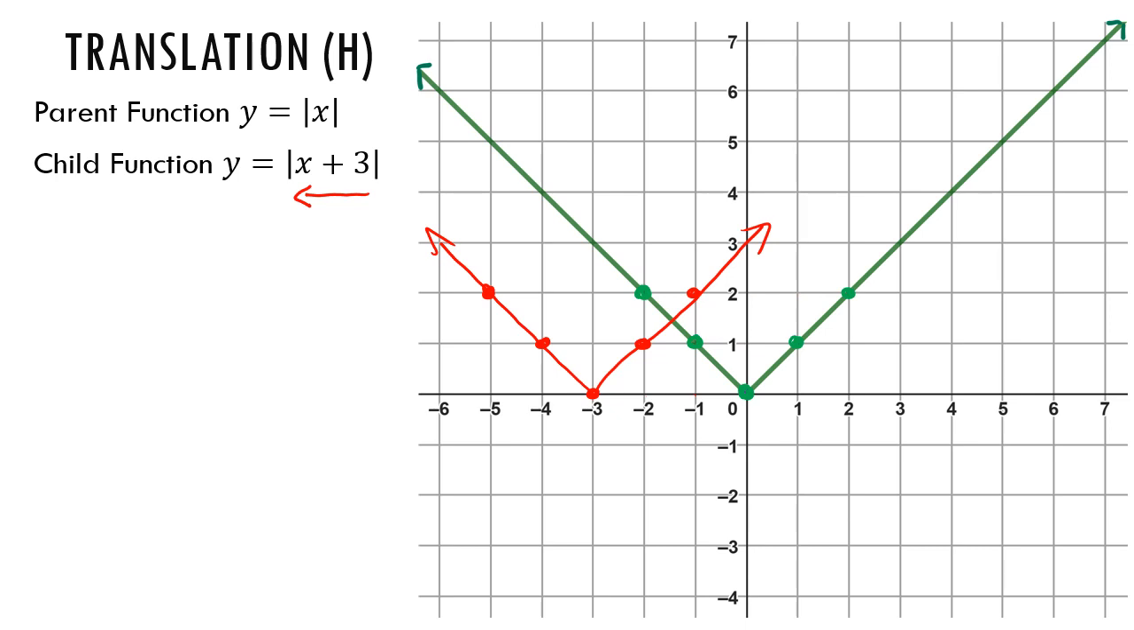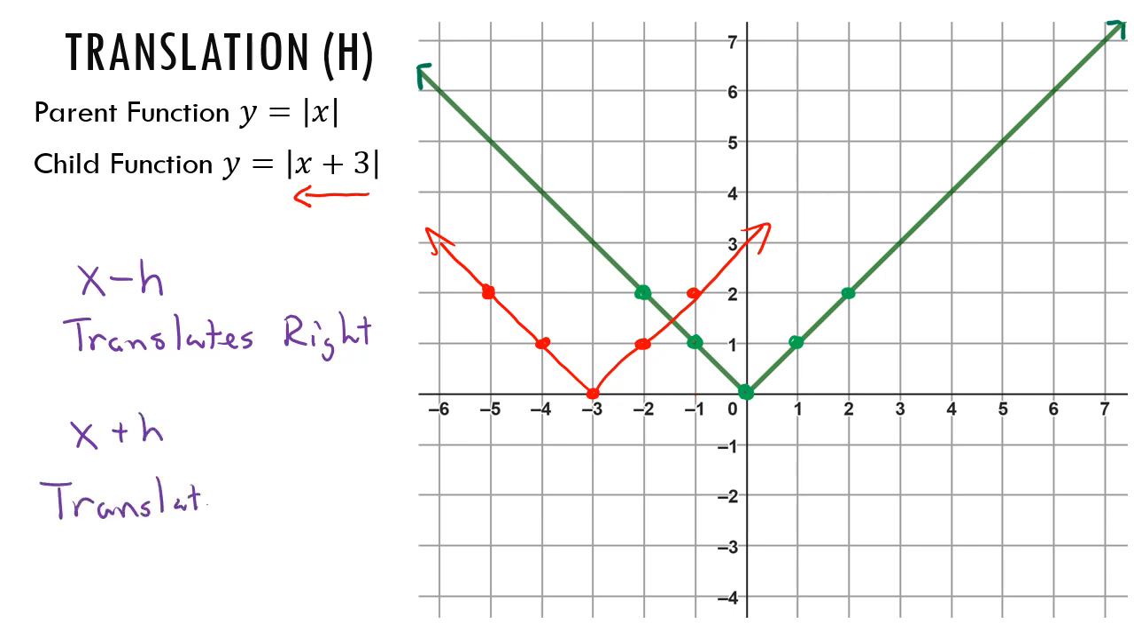So anytime inside the absolute value signs when we're dealing with h, if we have x minus h, we translate right. And if it is x plus h, we translate left. We go in the opposite direction when it comes to h. And that's always when it's inside those absolute value signs.